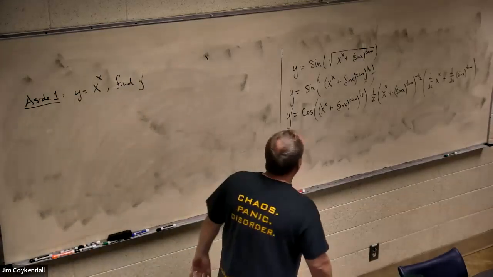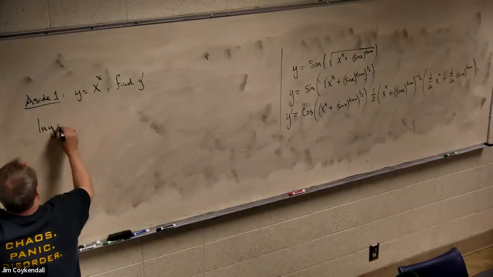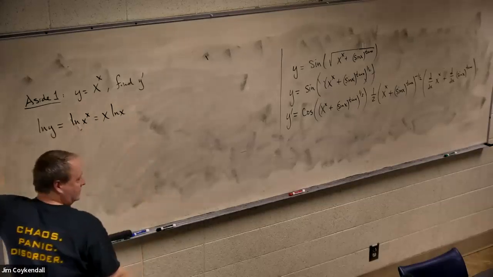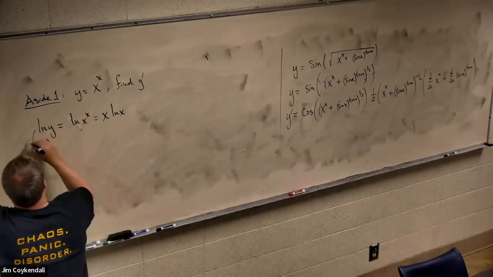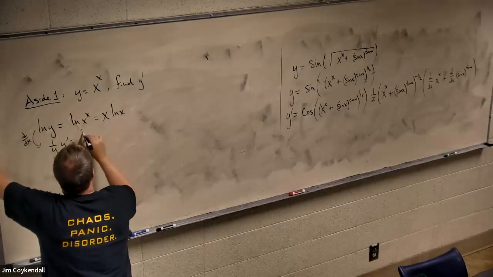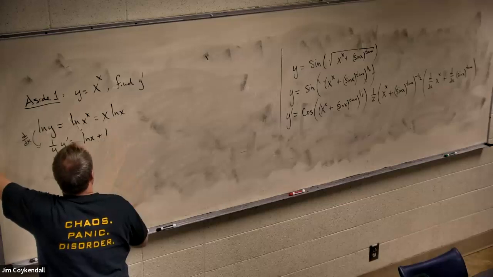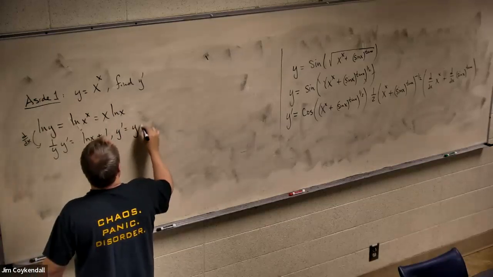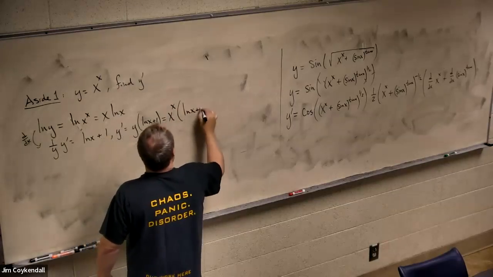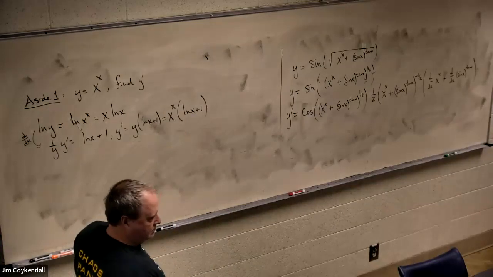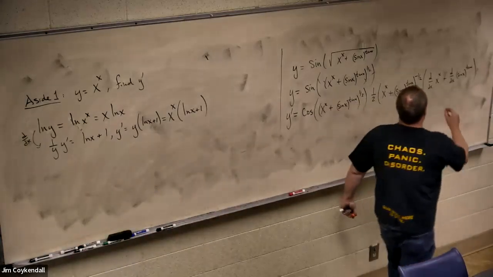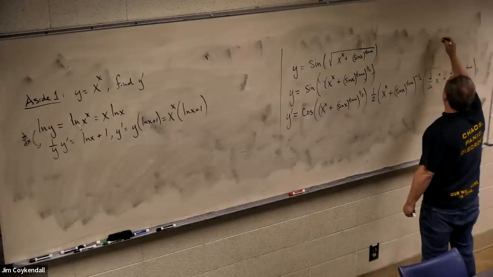I've got to find the derivative of x to the x. Well, log y is log x to the x, which is x log x. So if I take d/dx of this thing, I get 1 over y times y prime is log x, and then x times 1 over x, which is 1. So I get y prime is y times log x plus 1, which is x to the x times log x plus 1. So what I've discovered so far is this piece is actually x to the x times log x plus 1.